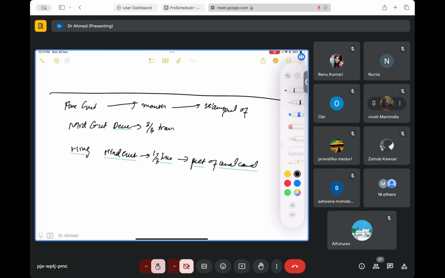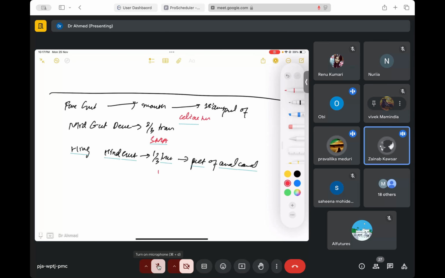Okay, so it's also differentiated on the basis of blood supply as well. Like, can you guys tell me that the foregut is supplied by, yes, the celiac trunk. Okay, what's the blood supply of your midgut? Superior mesenteric artery. Perfect. What's the blood supply of your hindgut? Inferior mesenteric artery. Okay, perfect.